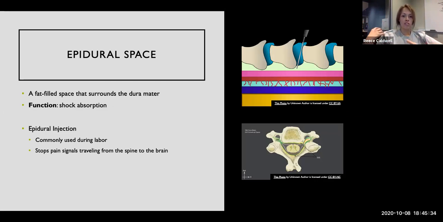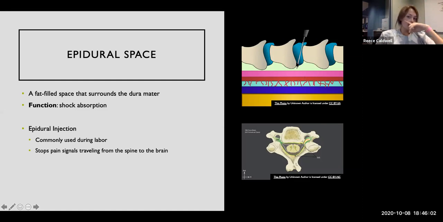Most commonly, whenever people hear epidural space, they think of an epidural injection. These are used during childbirth, during labor. They inject a chemical into the epidural space that will numb you from the hips down. So you will not feel your hips down, and it will stop pain signals traveling from the spine to the brain.